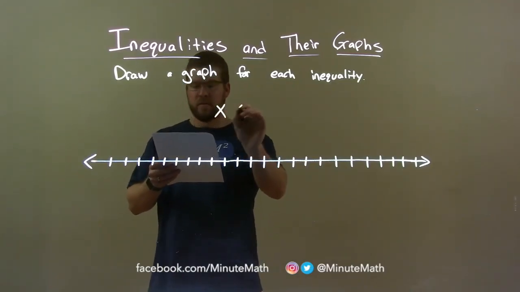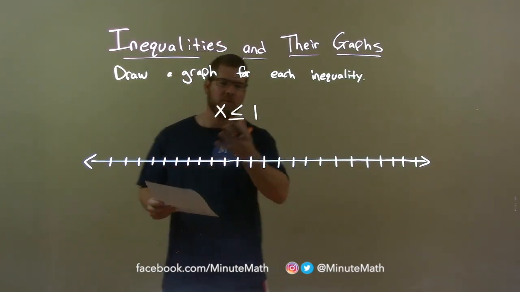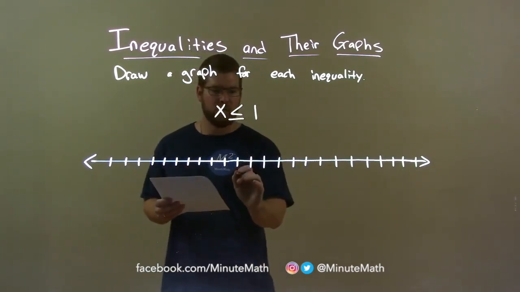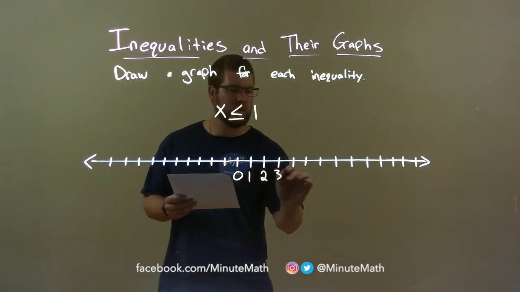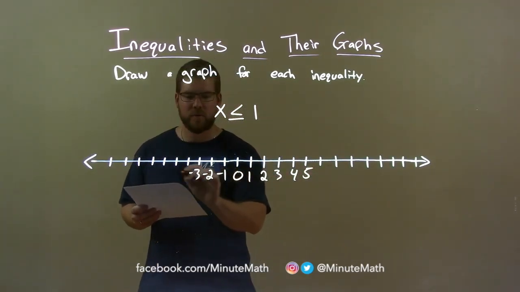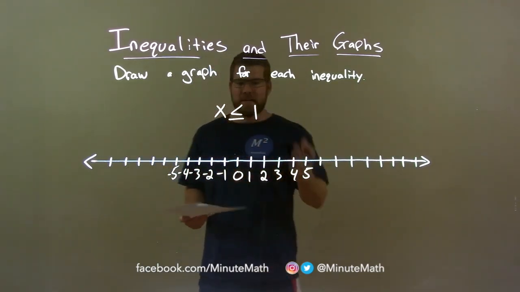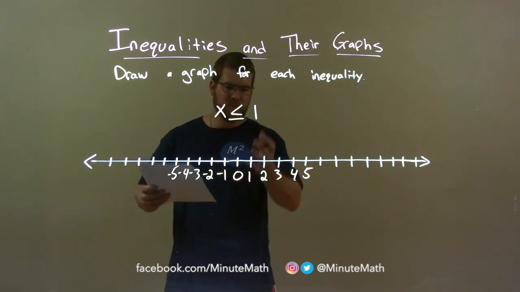X is less than or equal to 1. Well, we have our number line here. Let's go create that. So we have 0, 1, 2, 3, 4, 5, and -1, -2, -3, -4, -5. Obviously, we could keep going, add more, but we're fine where we are.